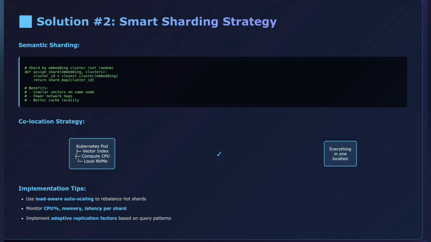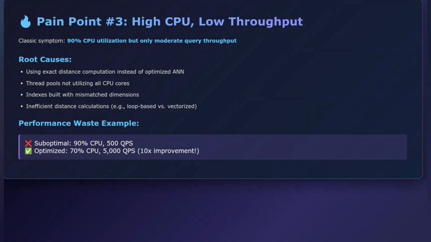In practice, companies like Lyft, Square, and others using vector databases at scale have reported 3 to 5x improvements in query latency just by optimizing sharding strategy. Here's a frustrating one that engineers encounter constantly. Your vector database is using 90% CPU, but only achieving 500 queries per second. Something's deeply wrong. At 90% CPU, you should be handling thousands of queries per second. This screams suboptimal indexing or threading.